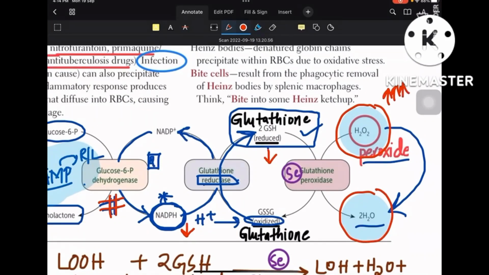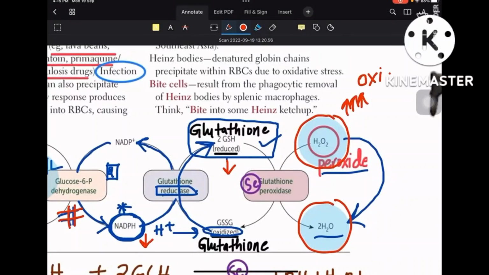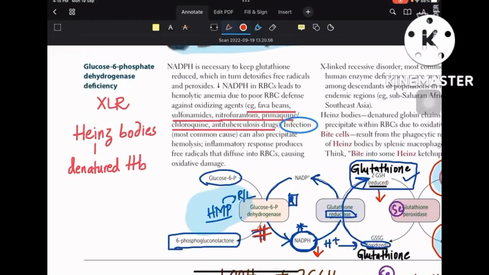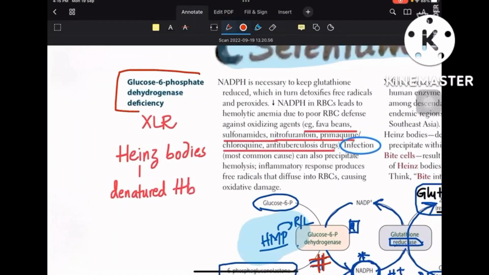When this peroxide molecules gets accumulated, that is called as oxidative stress, or that free radicals damages the cells or RBC, and there occurs the hemolysis, right? So that is what happens in G6PD deficiency disease. So you might have learned about G6PD deficiency disease or have come across many questions related to this disorder. It is an X-linked recessive disorder.